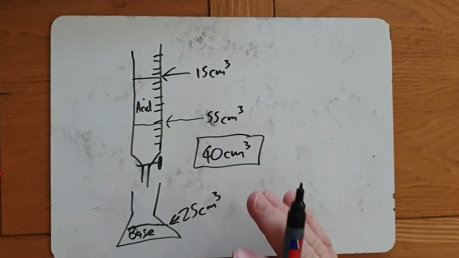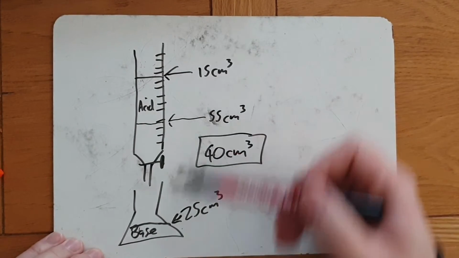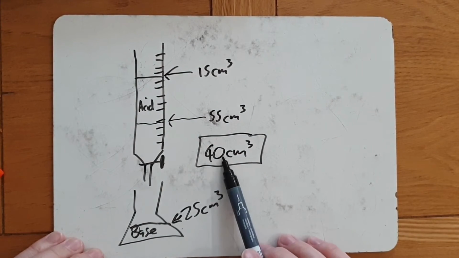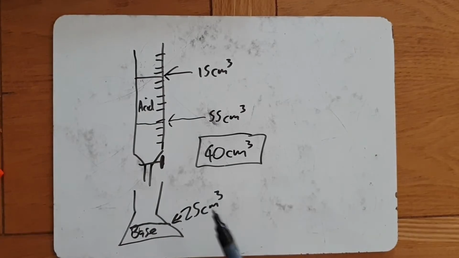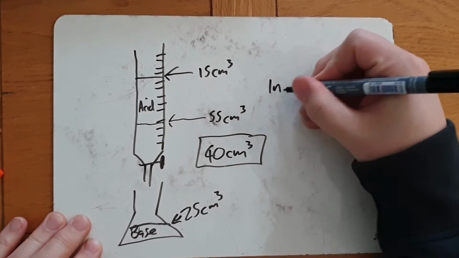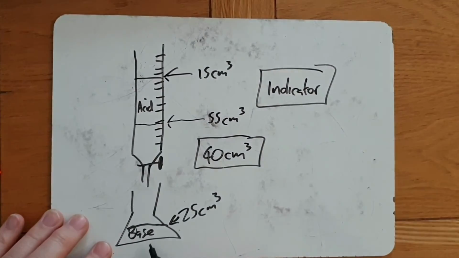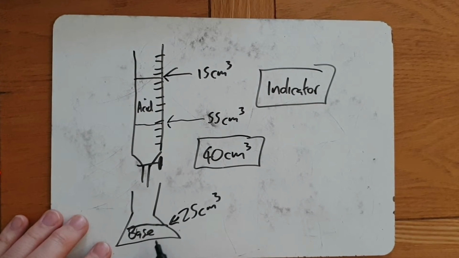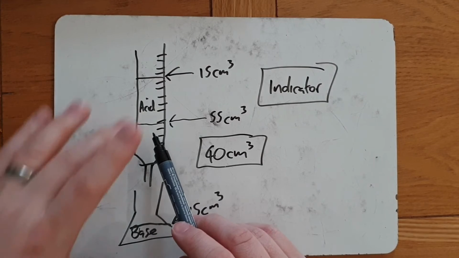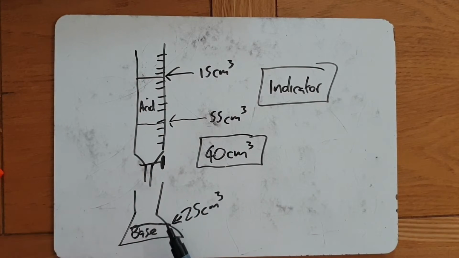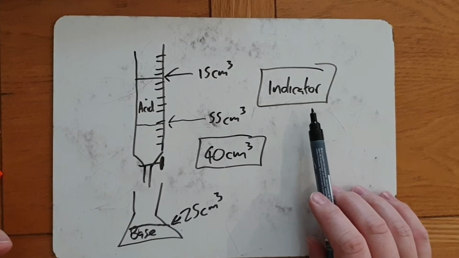for this to react. Now I've left out a crucial step, which I will go through in a second. What this would mean is we know we need to add exactly 40 centimetres cubed of acid to 25 centimetres cubed of base. But how do we know that? We add something called an indicator, because the base will have a pH of bigger than 7, the acid will have a pH of lower than 7, and when they react perfectly in exactly the right amounts, they will have a pH of 7. So we use an indicator to show us that.